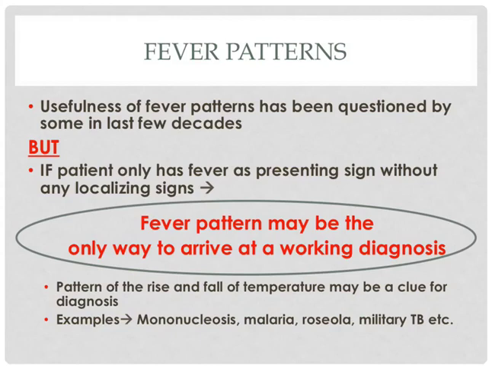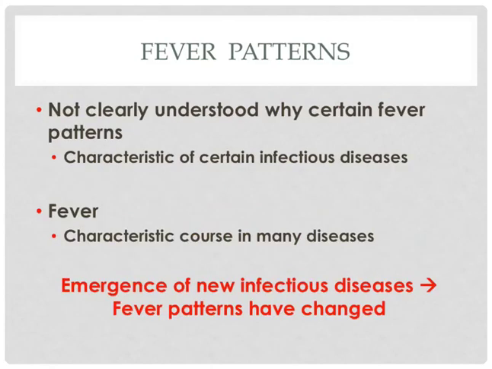A lot of infections like mononucleosis, roseola in kids, and miliary TB can have a specific pattern, and they usually present with very non-specific symptoms, but the pattern itself can help you jump to a diagnosis. It's not clearly understood why specific infections have certain fever patterns, but it has been described, and it's still not completely understood.